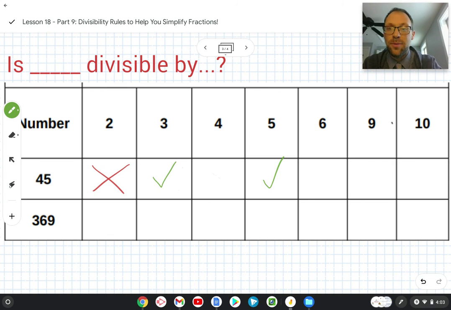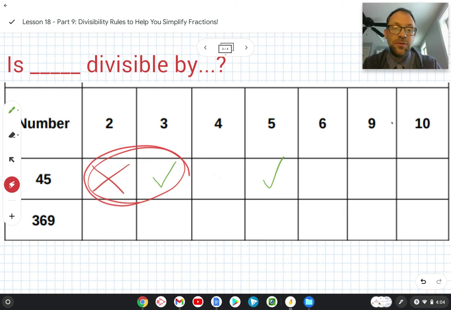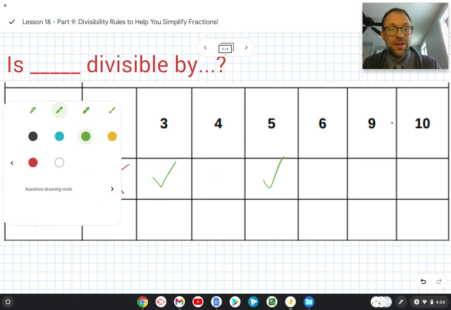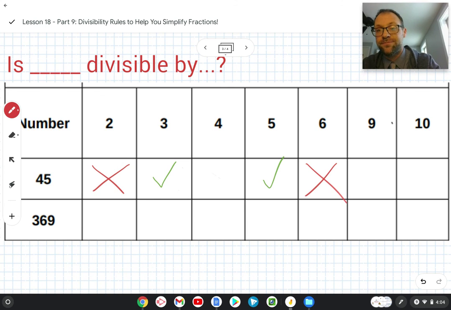Nice. Now, do you remember the divisibility rule for 6? Well, we have to look to see if this number 45 was divisible by 2 and 3. If we see 2 green check marks because it is divisible by both 2 and 3, then yes, we'd put a check mark here. That number is also divisible by 6, but we don't. 45 is divisible by 3, but not by 2. And so therefore, it is not divisible by 6.